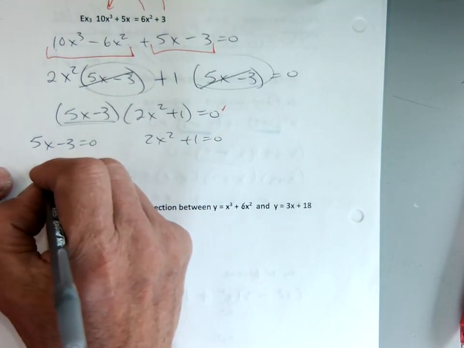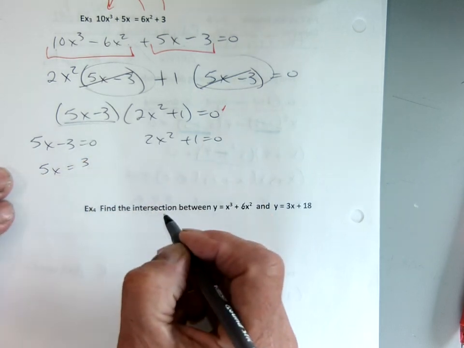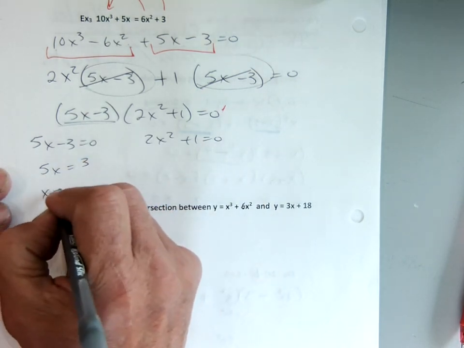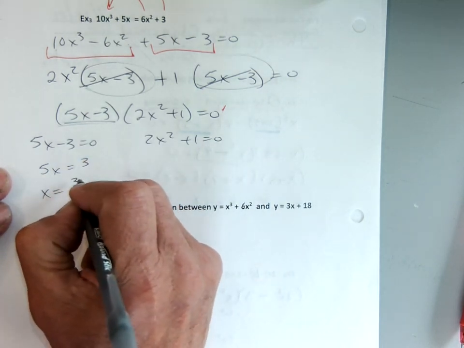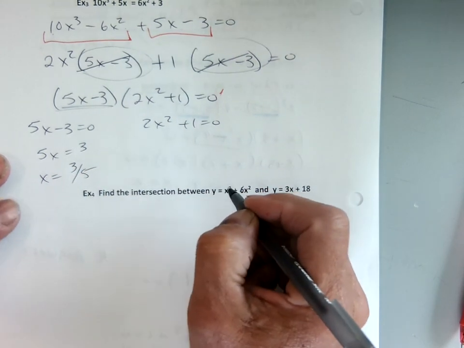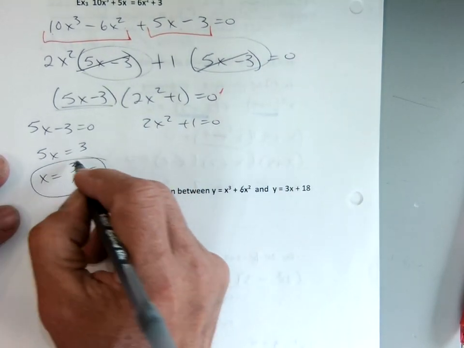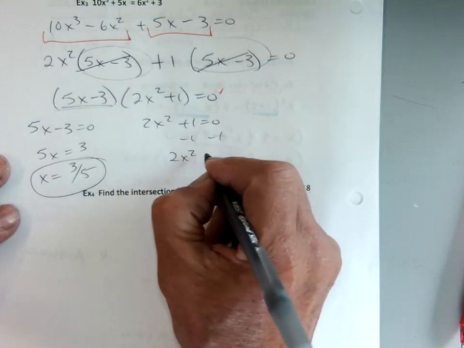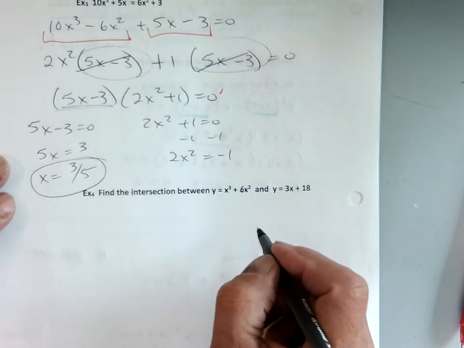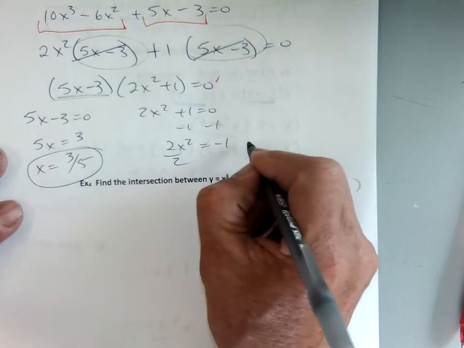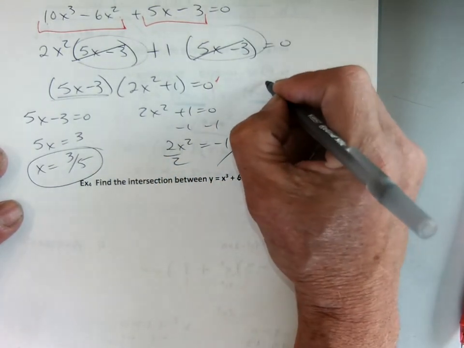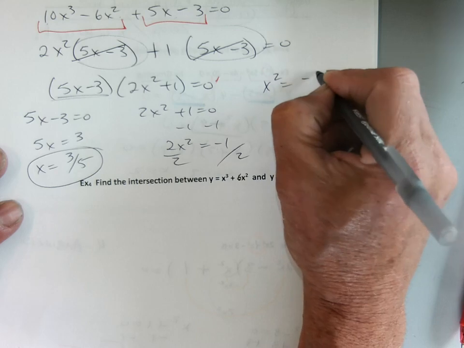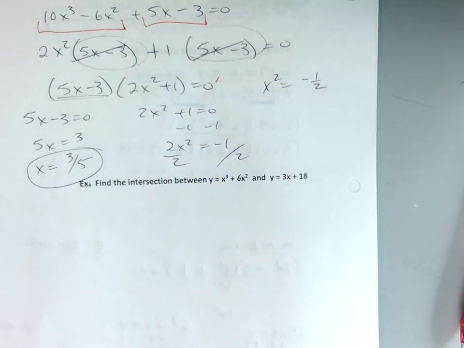Plus 3, I got 5x equals 3. Divide by 5. One of the roots is 3/5. Okay. Minus 1, 2x squared equals negative 1. Divide by 2. Let's see, I'll put that up here. X squared equals negative 1/2. How am I doing? Okay.